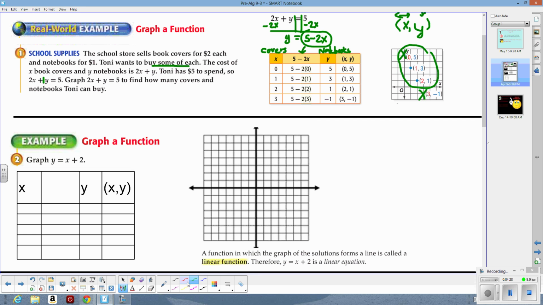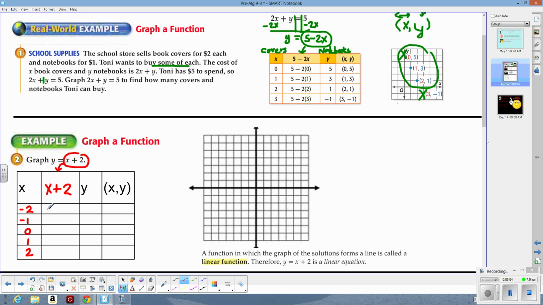Example 2. Graph y equals x plus 2. This piece right here is what we're going to plug in here. That's our work column. We're going to go ahead and plug in some numbers for x. I'm going to plug in some negatives and positives. So I'm going to go from negative 2 to 2. So negative 2, negative 1, 0, 1, and 2.